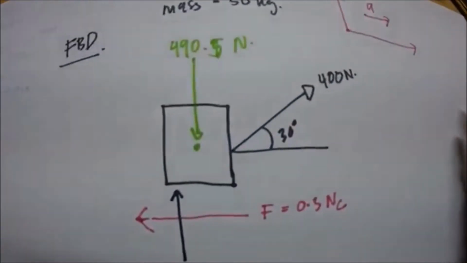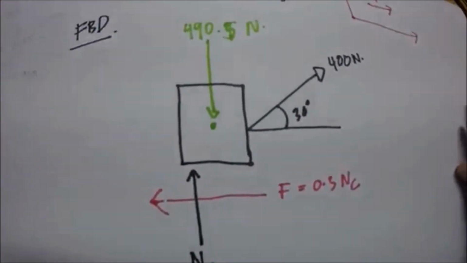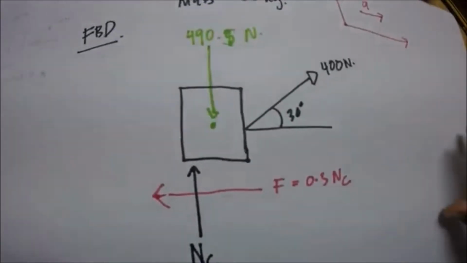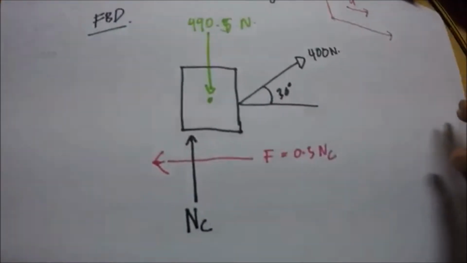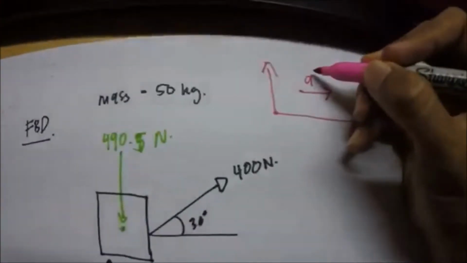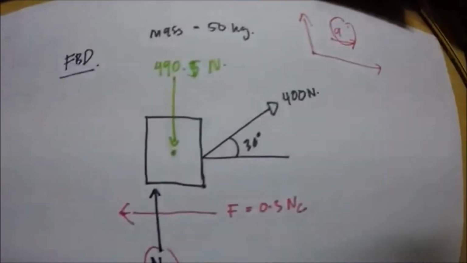So that's all in this free body diagram. We have two unknowns only to be solved. That is, first is the NC, and the second one is the acceleration of the crate. So that's all.